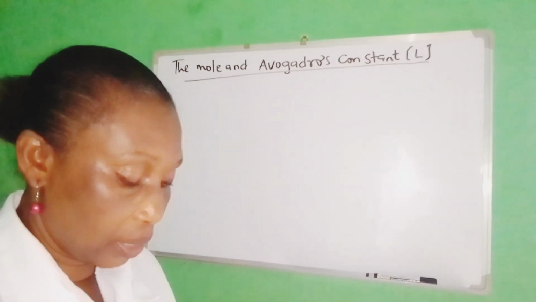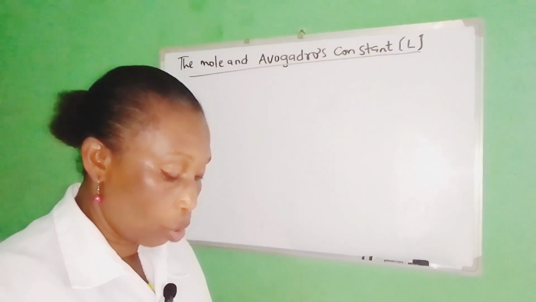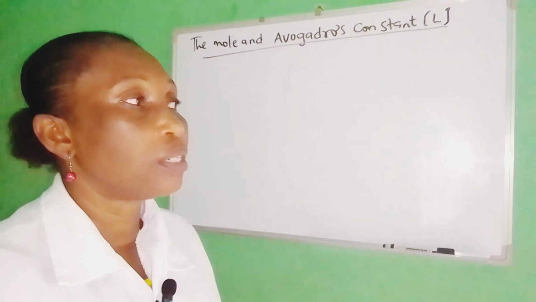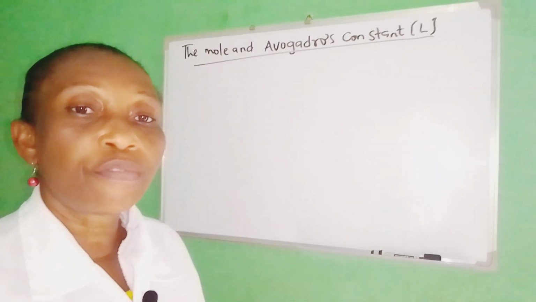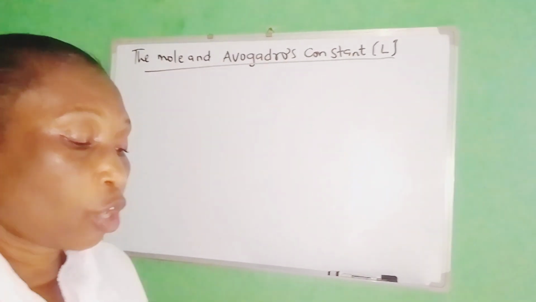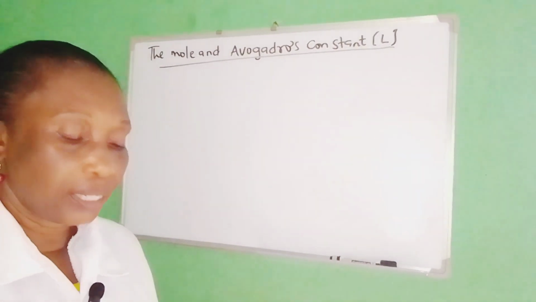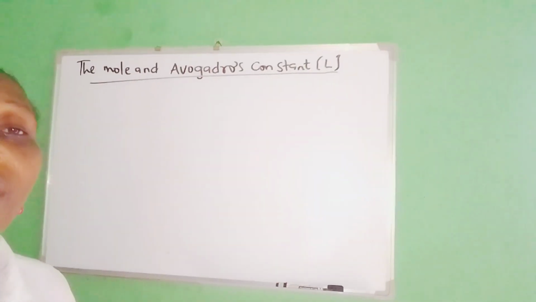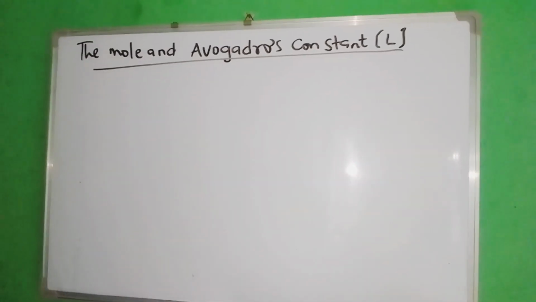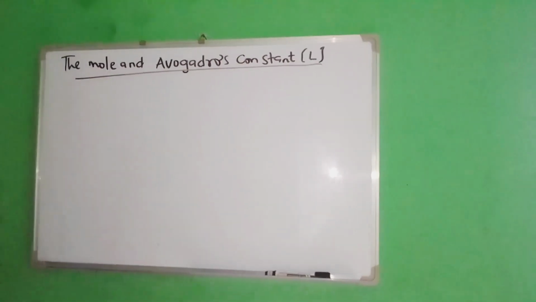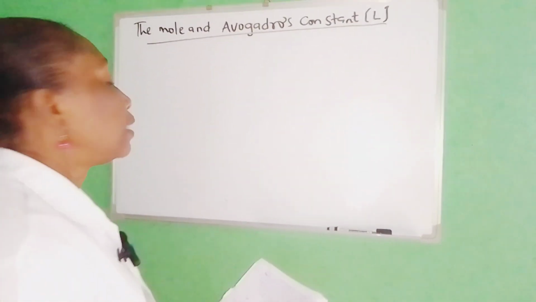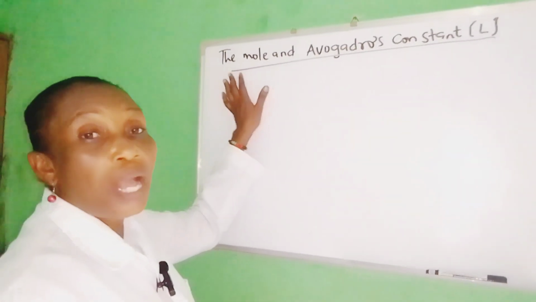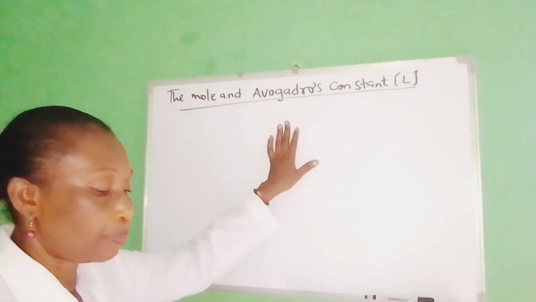That is to say, the mole is equivalent to the mass of elements, or the relative atomic mass of an element. Recall we said that mole is the amount of substance that contains the same number of specified particles. So today we are going to look at those specified particles in relation with the mole. So we have the mole and the Avogadro's constant L.